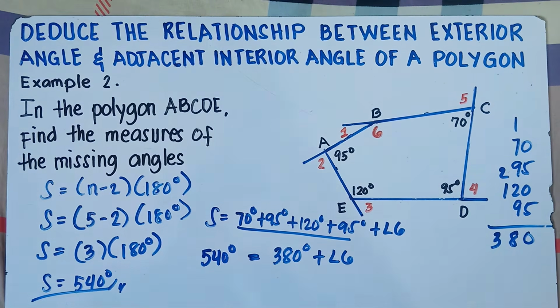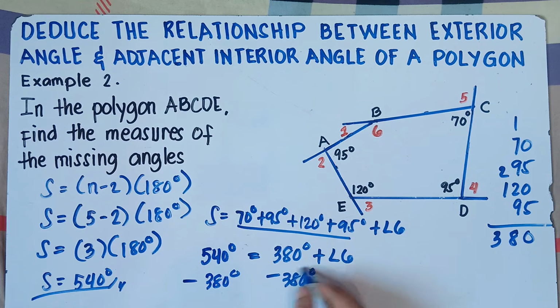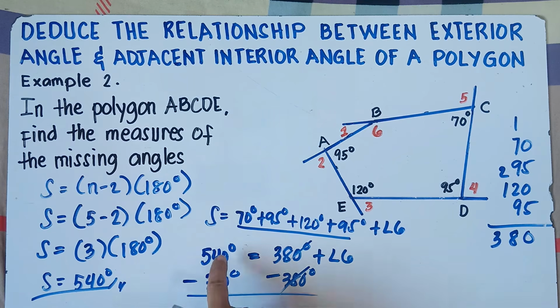So once again, to get angle 6, you can just simply transpose 380 from right to left. And once you transfer from this equal sign, you change the sign. Once again, class, you can do the subtraction property of equality. You can subtract both sides by 380 degrees. You can do it this way. Okay, subtracting both sides by 380 degrees. Then 540 minus 380. So you can do that subtraction property of equality.